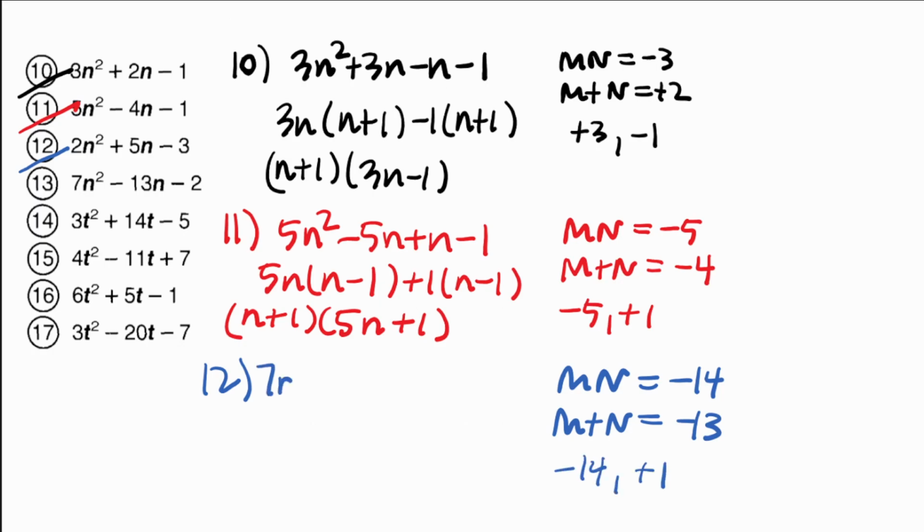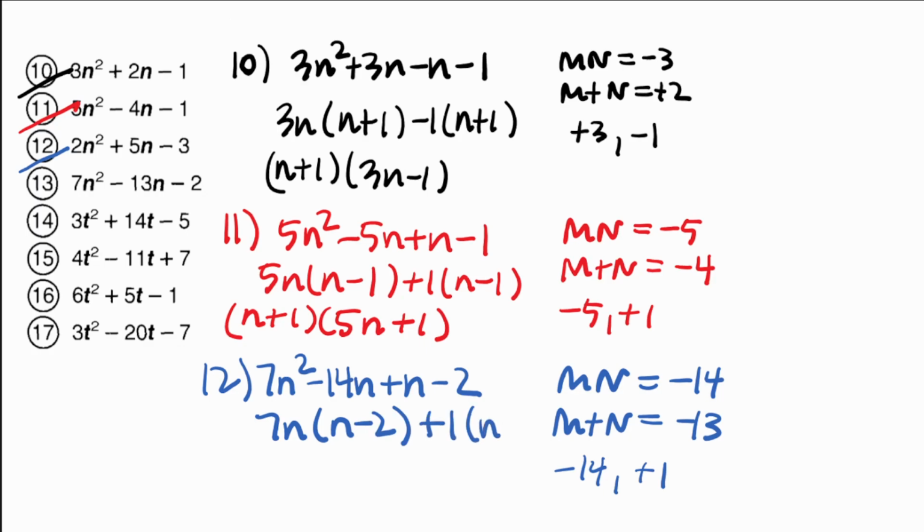And I'll get 7n squared minus 14n plus 1n minus 2. I'll factor out the 7n, n minus 2, factor out a 1. These all keep being pretty similar.